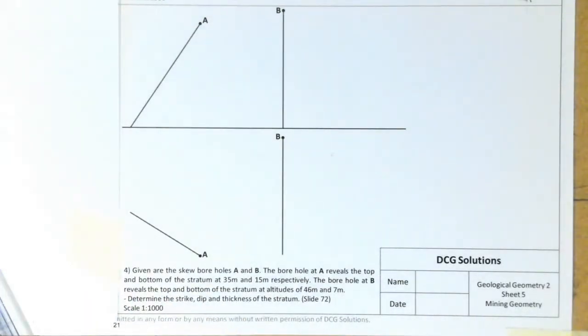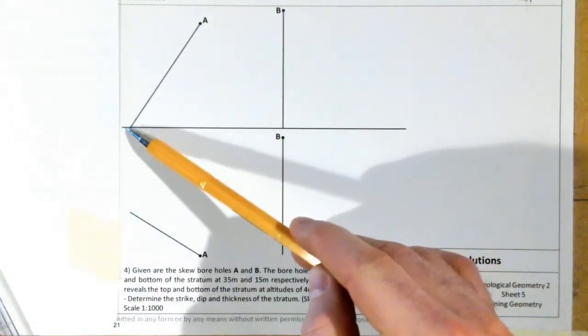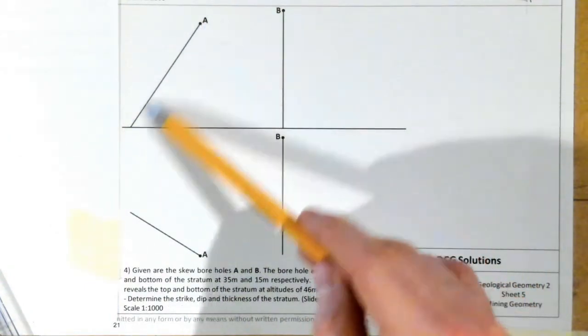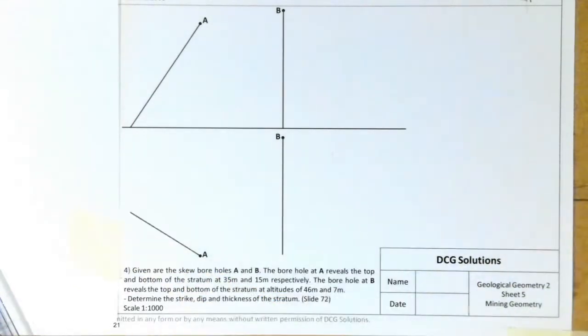I've explained what skew boreholes are. Now we're just going to get on to actually completing the questions when we're given a little bit of a trickier start. So, question 4, same page. It says, given are the skew boreholes at A and B, so elevation up here, A is drilled down in this direction, so it's in a westerly direction, and from our plan we can see it's in almost a northwesterly direction. And it says, the borehole at A reveals the top and bottom of the stratum at 35 and 15 respectively.